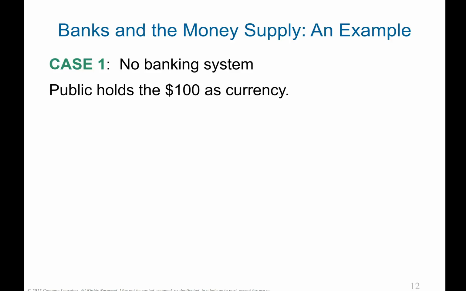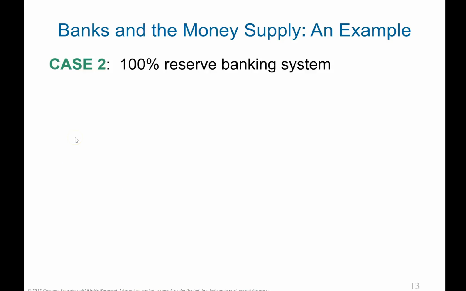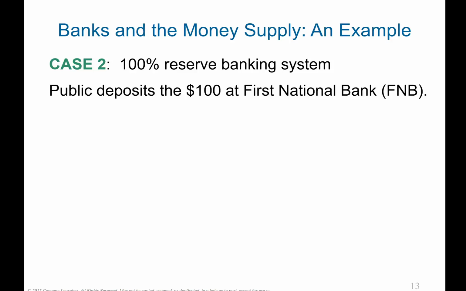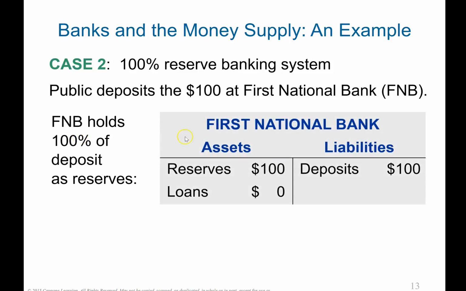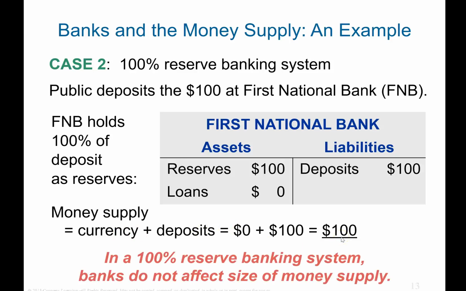So in the first case where there's no banking system, the public holds the $100 as currency. The money supply is that $100 in currency. In case 2, the 100% reserve banking system, the public deposits their money at the bank. The First National Bank, in this case, holds on to 100% of the deposits. The liabilities then are the $100 in deposit. The reserves are $100 as an asset. Those balance, as these charts always must, and really it does not affect the money supply at all because the currency plus the deposits are $100. So in a 100% reserve banking system, banks really have no effect on the size of the money supply.